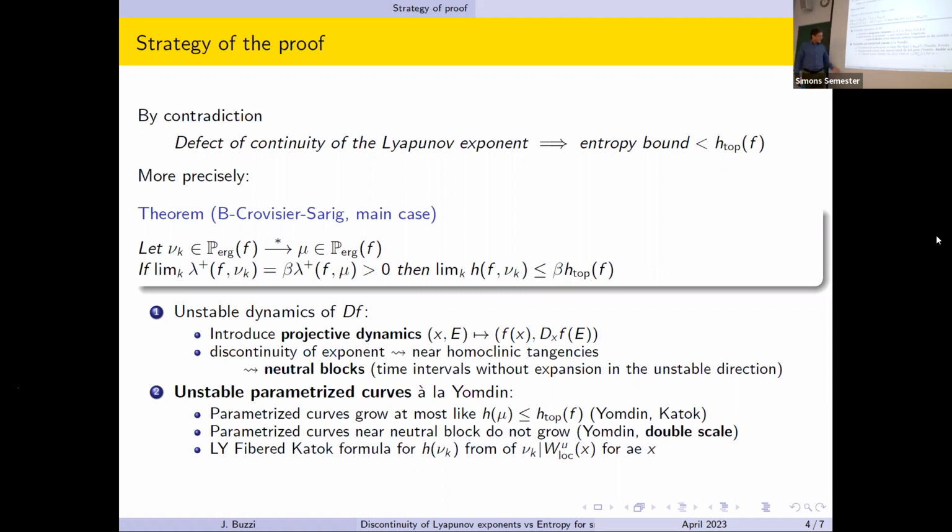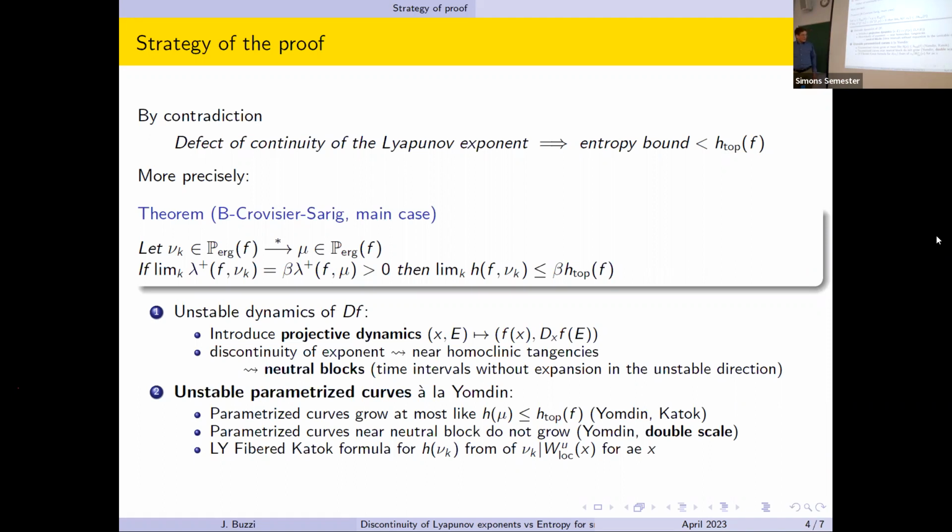And you conclude. What we want to do is to bound the entropies of these measures for K large. For this, we use a formula for the entropy that tells us that essentially it's enough to look at unstable curves in the sense of Pesin theory. So I will go back to all these things at length.